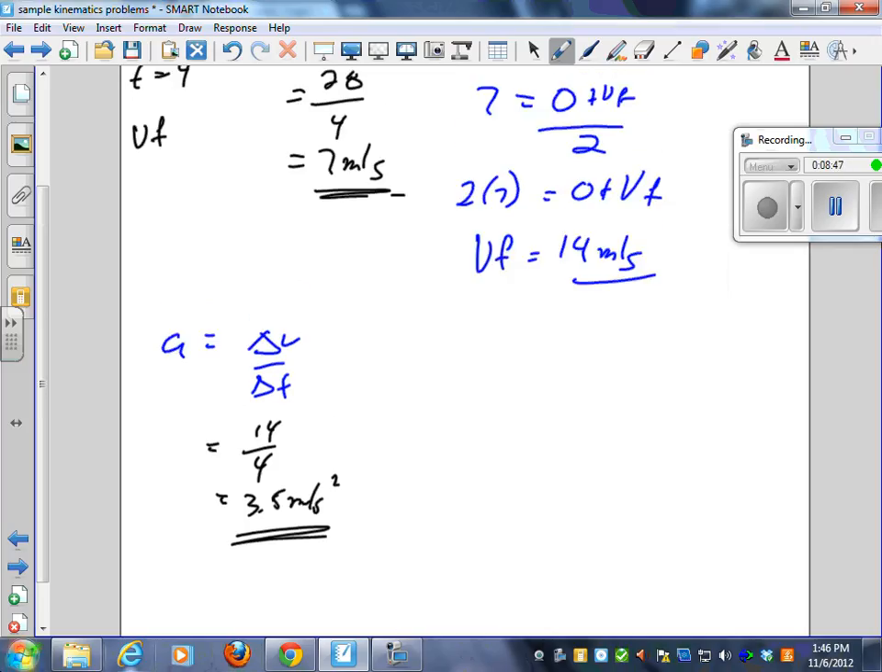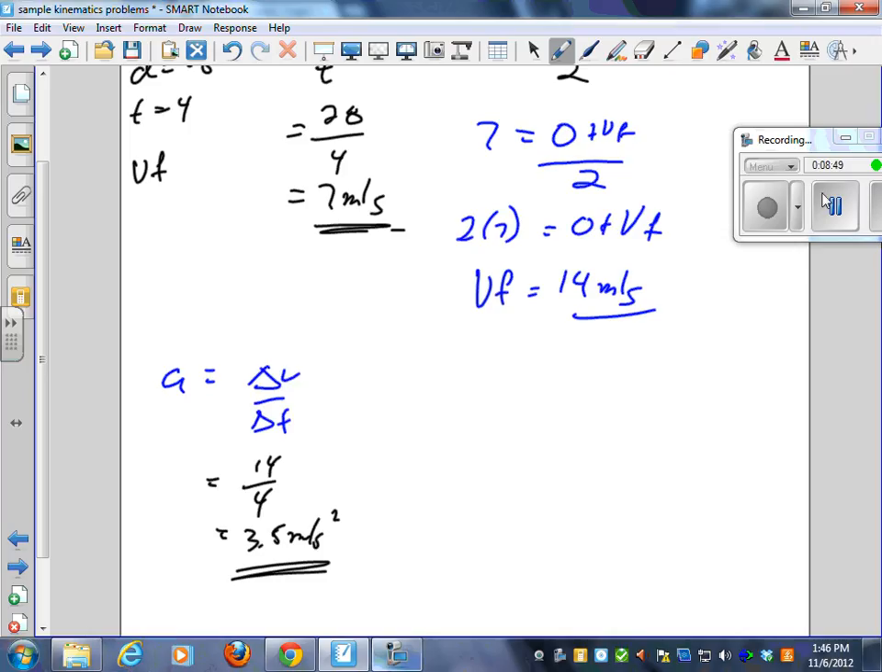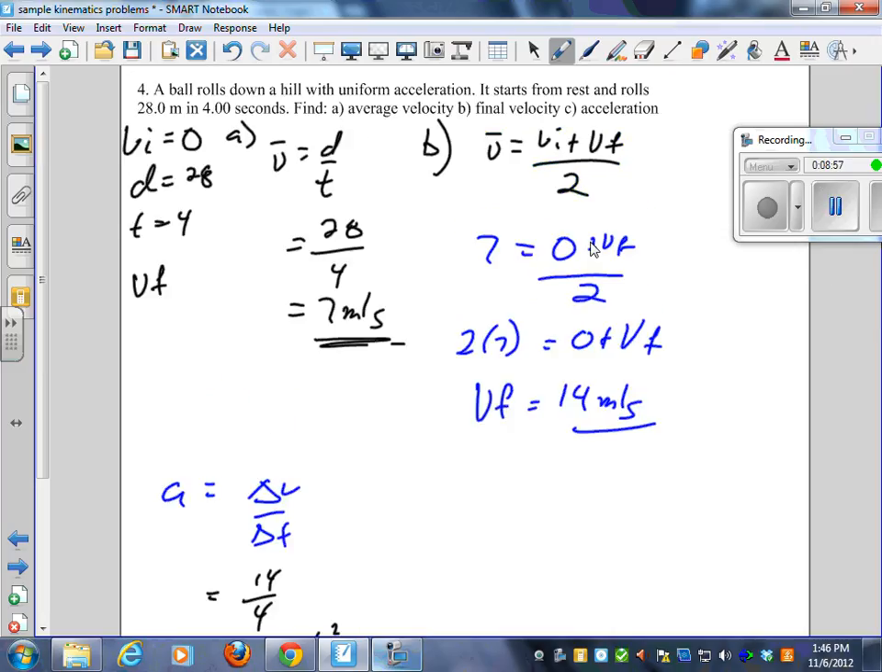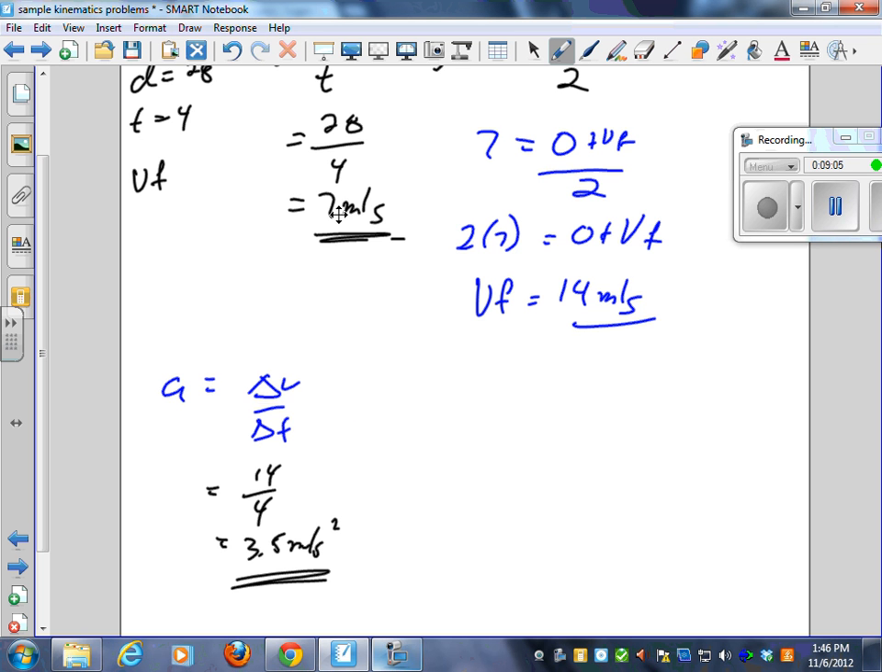So, wait. Isn't it average velocity though? No. A is delta V. Acceleration is change in velocity over change in time. And that's a good point, Miguel, because lots of people will try. If I didn't ask this step, if I just said find the average velocity and find the acceleration, a lot of people are going to take this 7 and put it in there, and that is wrong.